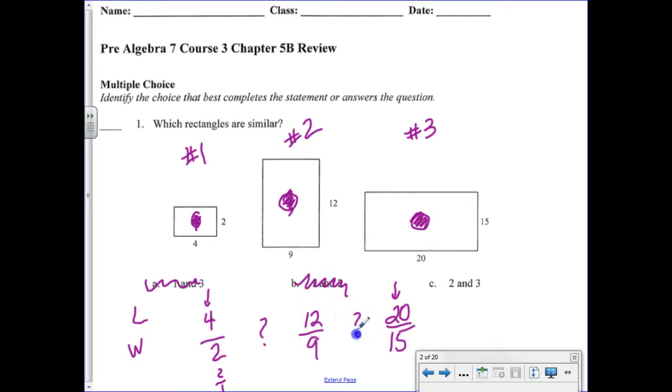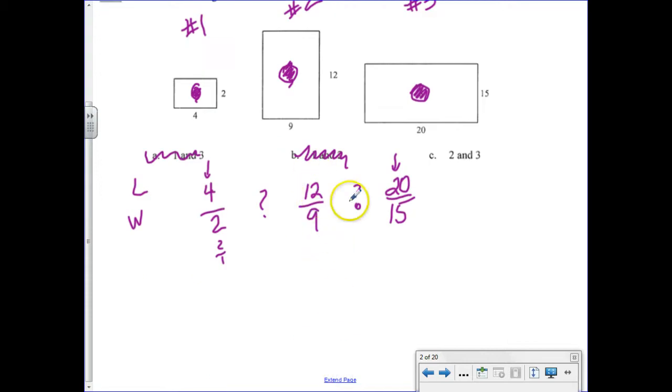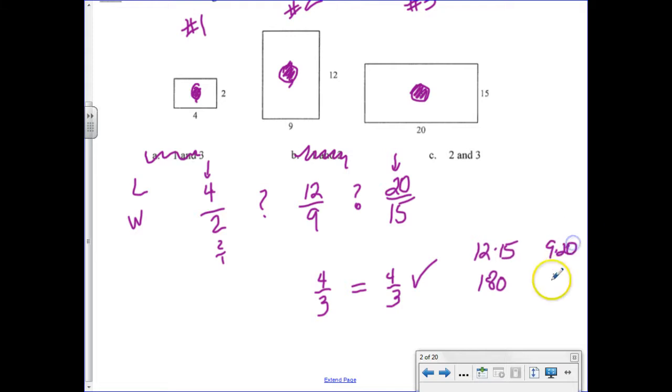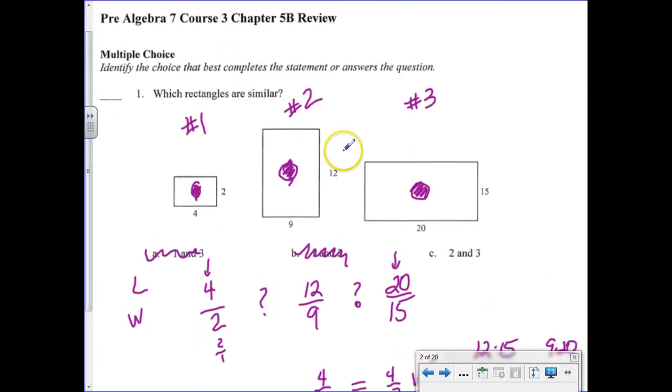You can test these two by getting them both in simplest form, or if you want to check cross products. First of all, simplest form way, I would get 4/3, and then dividing by 5 and dividing by 5, I get 4/3. Or 12 times 15, that happens to be 180, and so does 9 times 20. End up being exactly 180. So regardless of which way you do it, it ends up being that the second and third one are similar to each other, choice C for number 1.